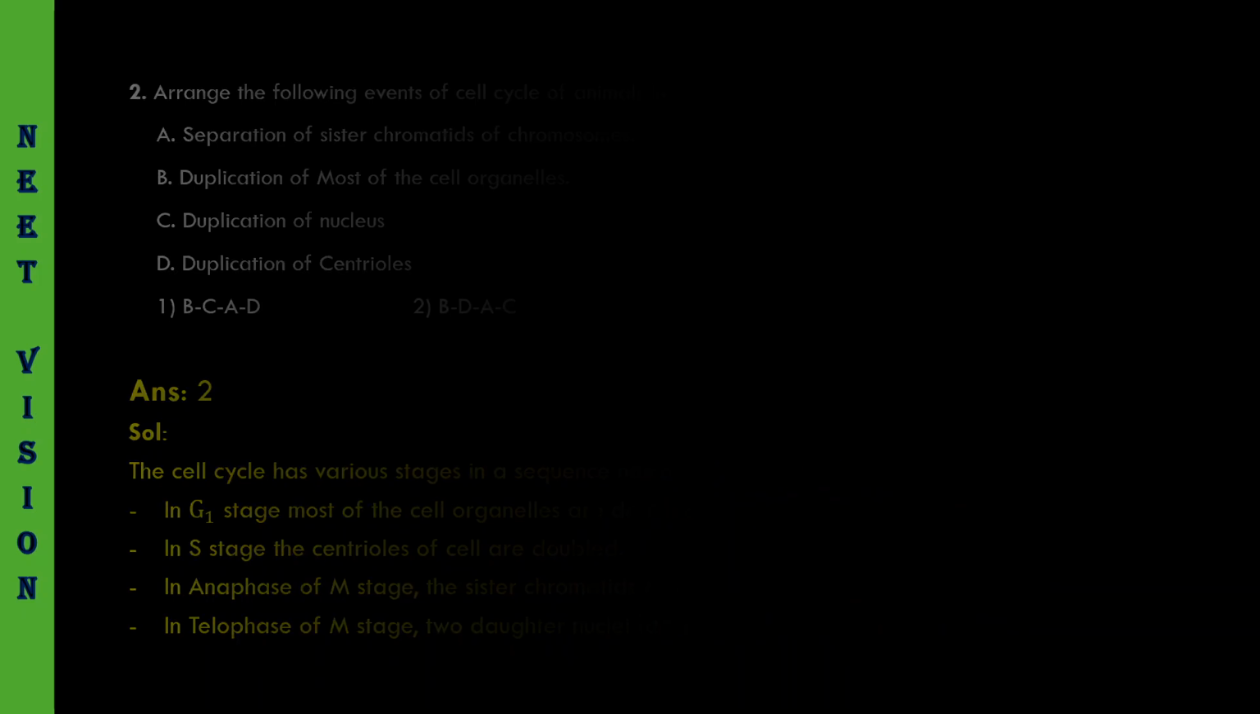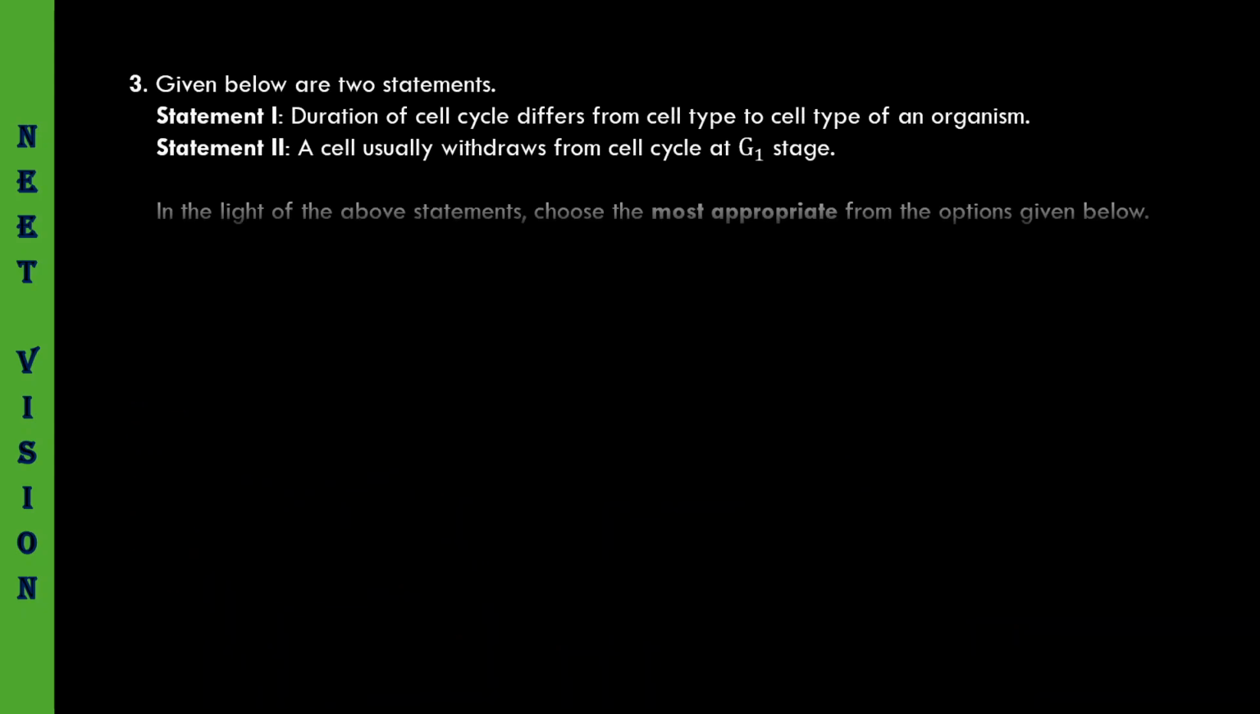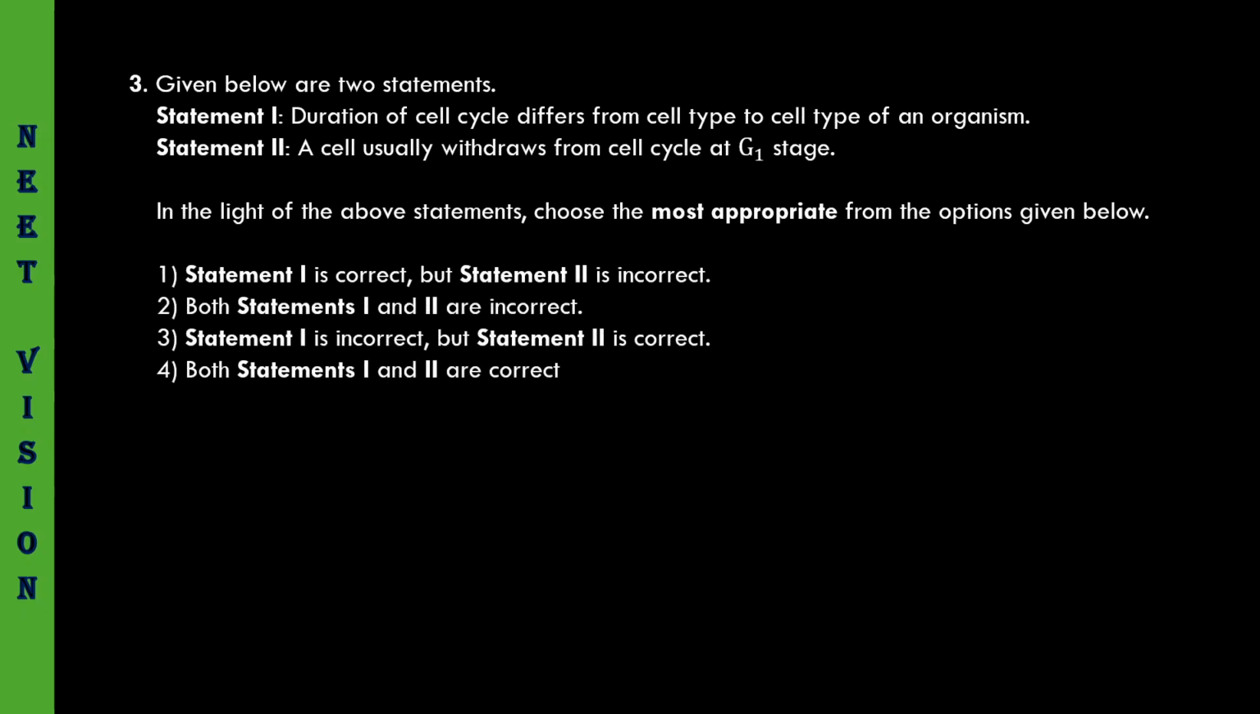Coming to the next question. Statements. Statement 1, Statement 2. Duration of cell cycle differs from cell type to cell type of an organism. Absolutely true. A cell usually withdraws from cell cycle at given stage. This is also true. Both the statements are correct. Right? So, what option must be the answer? Both statement 1 and statement 2 are correct. The fourth option must be the correct one.